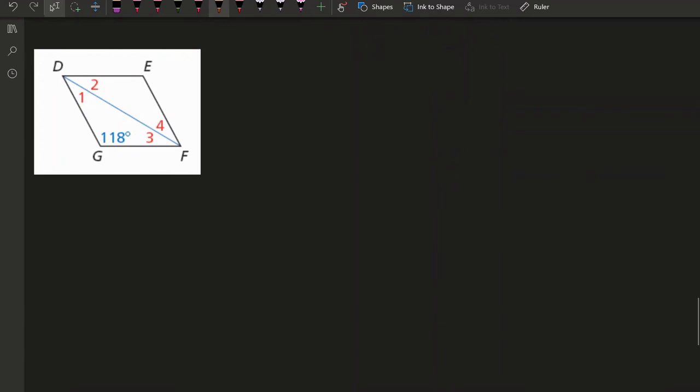Okay, so in this case, this shape is also a rhombus. Since I know this is a parallelogram, these two sides are going to be parallel, and then I've got a transversal going across the bottom. So this is 118 degrees. This angle right here would form a pair of consecutive interior angles, which means these two angles would be supplementary. So if this angle is 118, that means this angle right here has to be 62. That way they'll add up to 180.